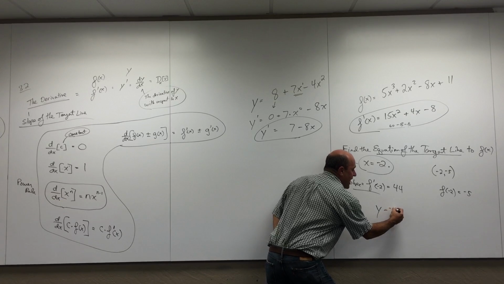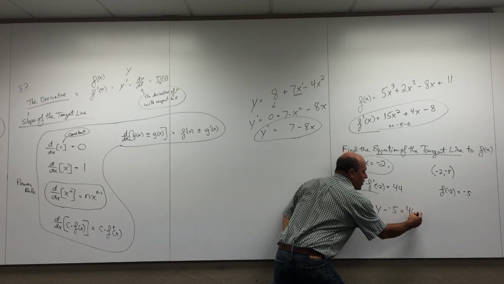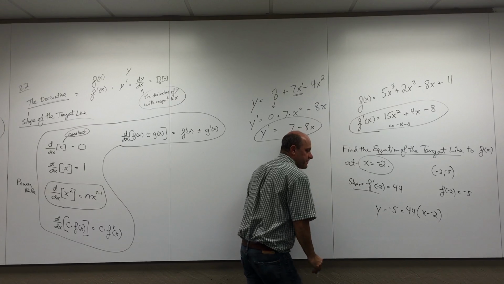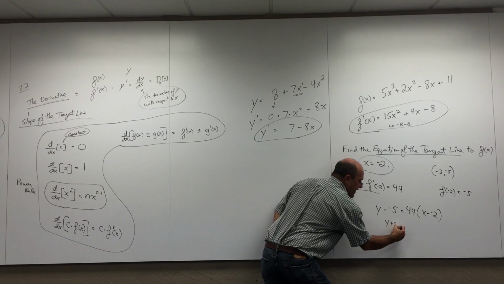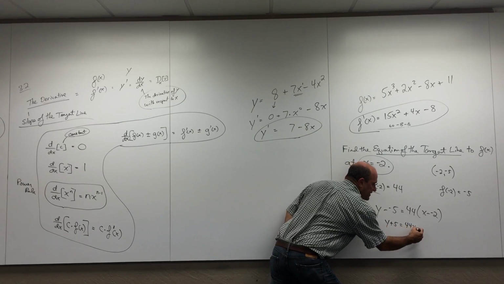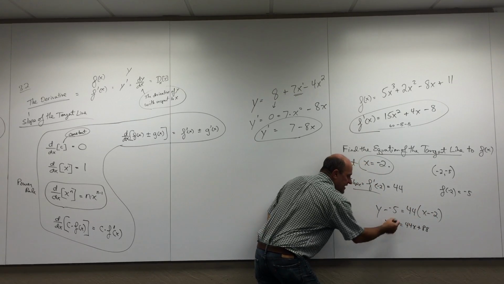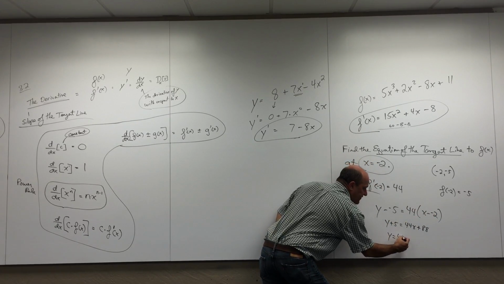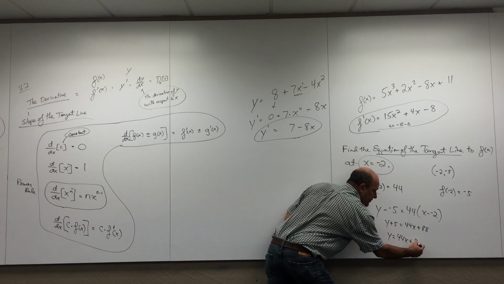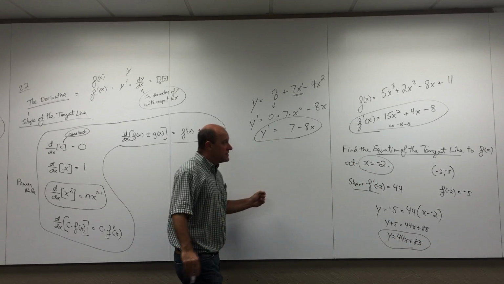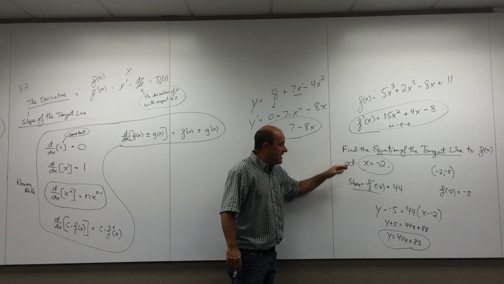y minus the y value equals the slope times x minus the x value. You guys with me? Right. That's y plus 5 equals 44x plus 88. That is plus, so yeah. Subtract 5, y equals 44x plus 83, I guess. Down here in the corner. That's the answer. That's the equation of the tangent line at this point.